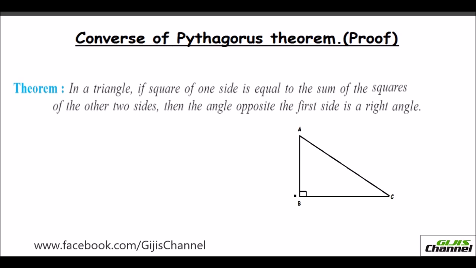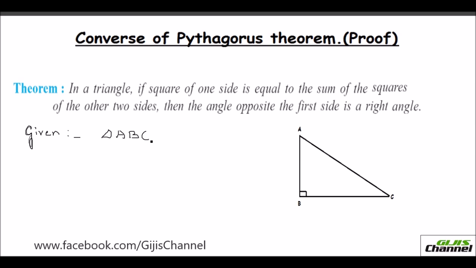So if this is the triangle which we have taken, triangle ABC, if the square of one side, that is this AC square, is equal to the sum of the squares of the other two sides, that is AB square and BC square. Okay, so let me write what is given here.